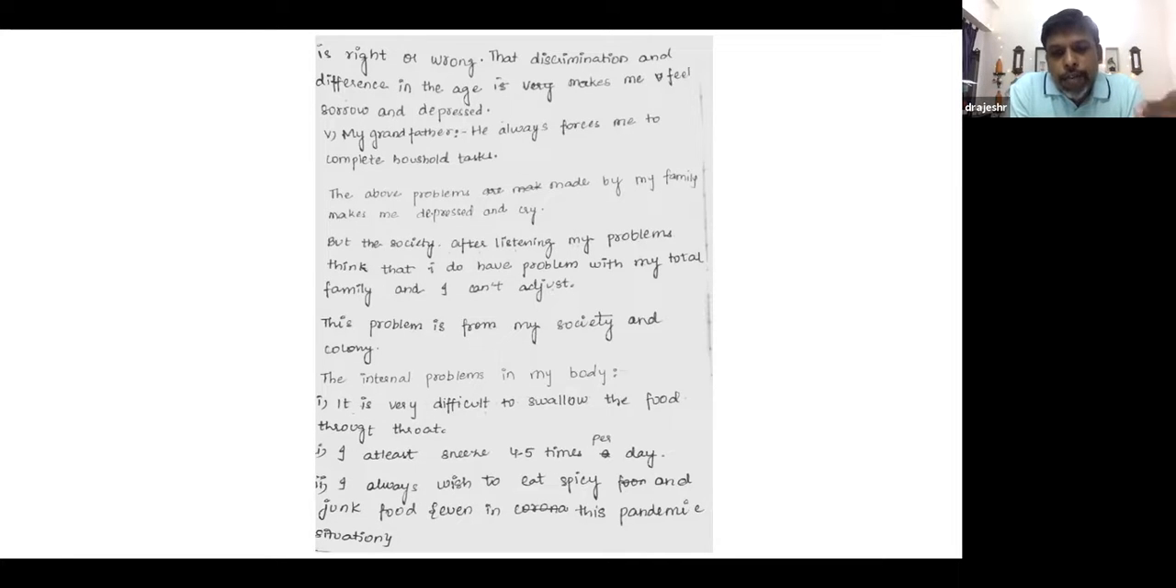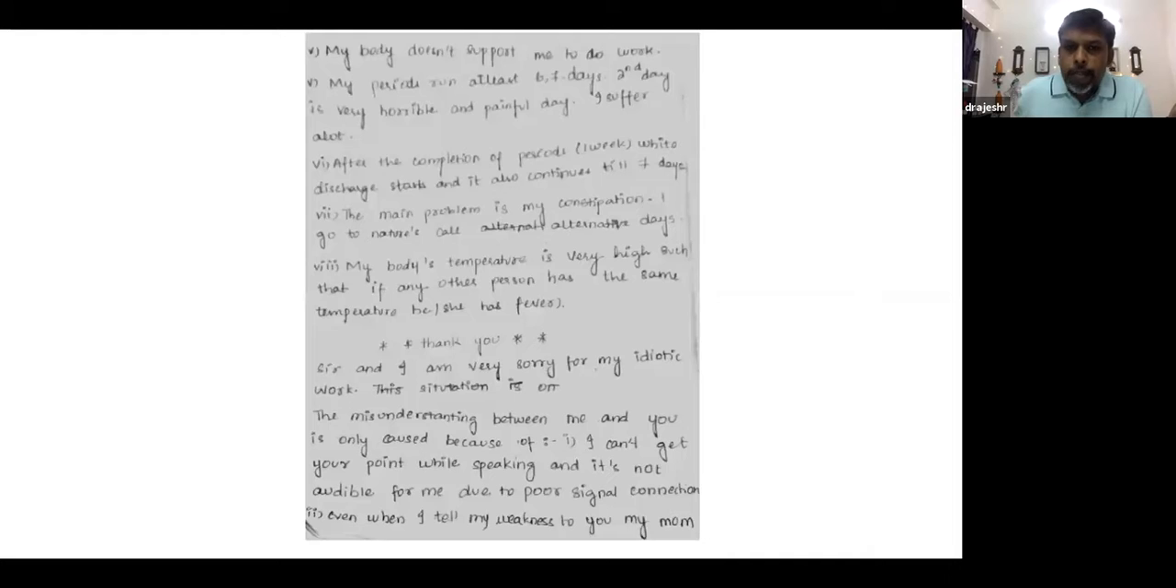And then she comes to physical complaints. These are internal problems in the body. It's very difficult to swallow food through the throat. I sneeze at least 4 to 5 times per day, which the parents, both of them, forgot to mention. I always wish to eat spicy and junk food even during this pandemic situation, which was also not told by the parents. My body doesn't support me to do work. So she is physically enervated, not that strong to do her work.